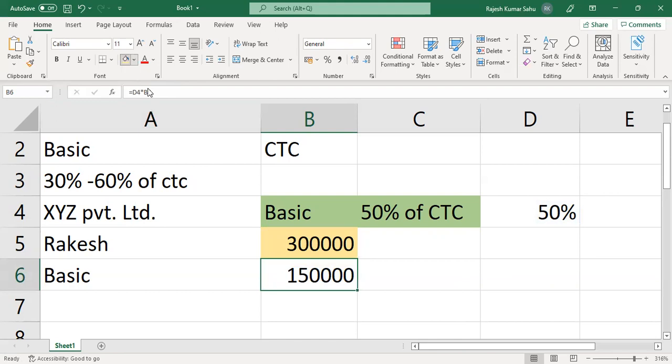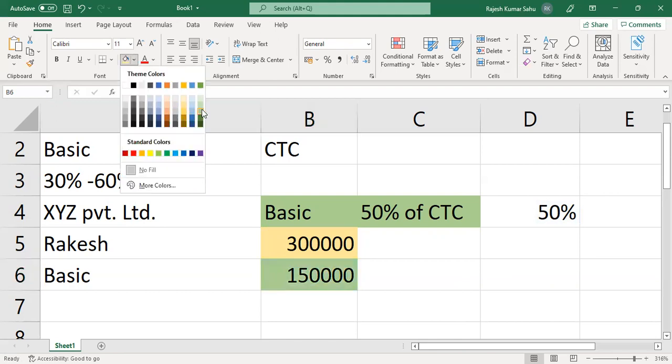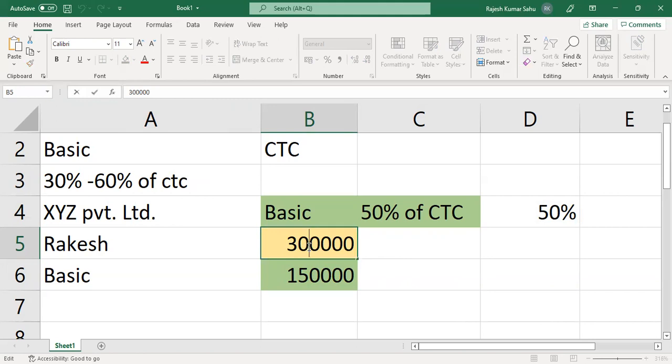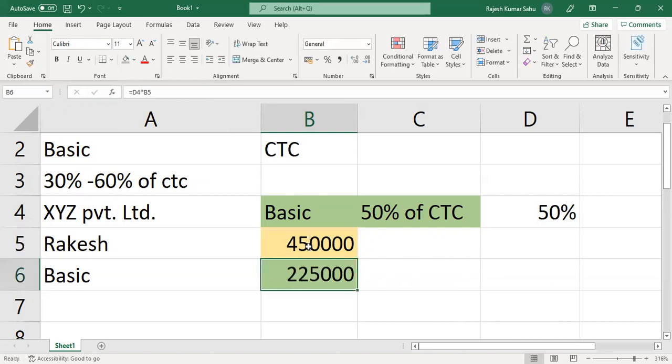But if your CTC varies, the percentage will be the same, because every company has a policy and the policy is not going to change for any individual. That's why the percentage will be the same and fixed. But let's say Rakesh got some promotion or some hike increment. At that time, obviously the CTC amount will change. Let's say it changed to 4,50,000. So accordingly, basic salary will change. It will be 2,25,000.